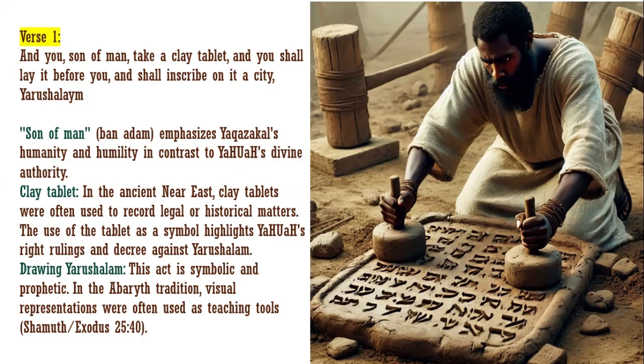Now, portray Jerusalem. This act is symbolic and prophetic. In the ancient tradition, visual representations were often used as teaching tools. Now we can look at Shemot, or Exodus 25, verse 40, and we see this with a representation in that verse. So I'm going to ask someone to read Shemot, or Exodus 25, verse 40. See and do according to the pattern which was shown to you on the mountain.